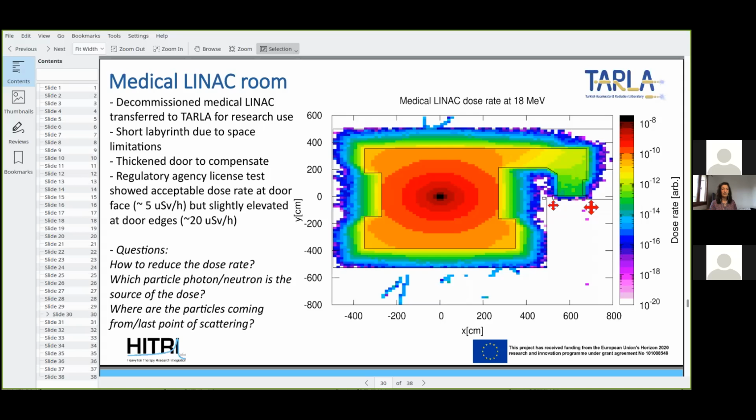So the regulatory agency was a little bit nervous and said, please, can you look into some solutions where the dose rate would be dropped. So first we had to confirm that it's neutrons. That turned out to be true. But the question was, where are they coming from? Either they're coming from this wall here as a kind of scattering in this direction, or it's multiple scatterings going along the entire labyrinth corridor. And then how to eventually reduce those. Either we reduce the width of the corridor, or we further thicken the door, or some third solution.